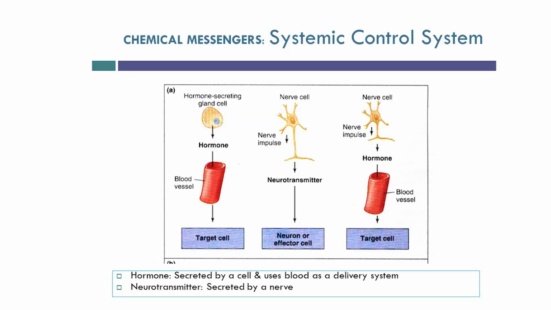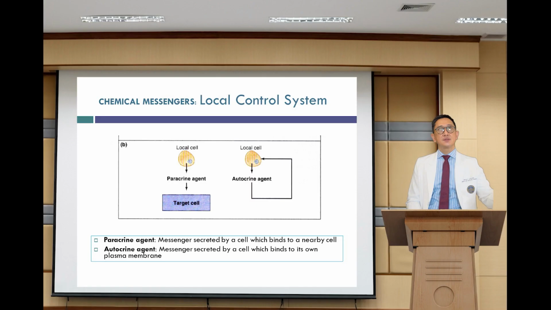So a hormone-secreting gland will secrete your hormone, which will cause an effect on the blood vessel or your target cell. Your nerve cell can also secrete neurotransmitter and cause an effector organ to elicit a response, and can also release hormone coming from the nerve cell affecting a particular blood vessel or a target cell. Okay, so these are your chemical messengers.